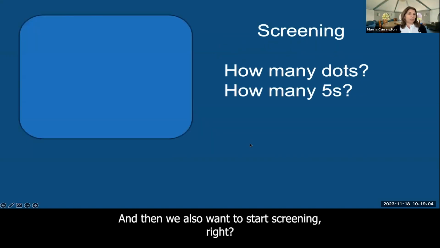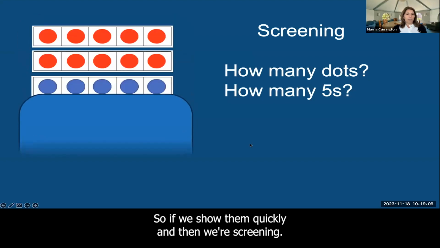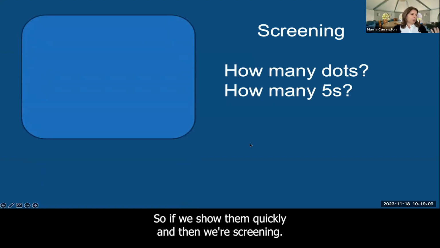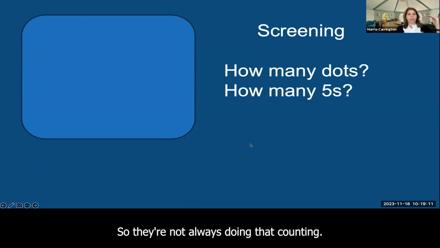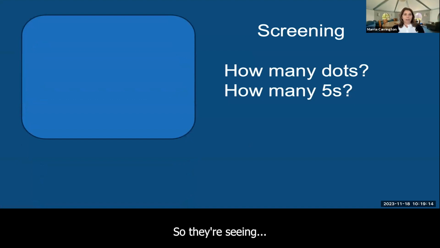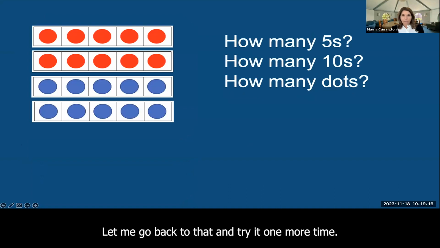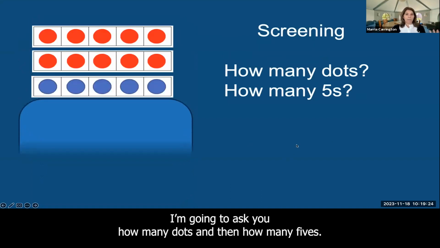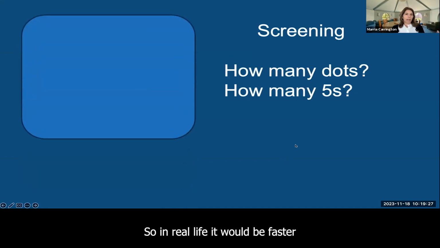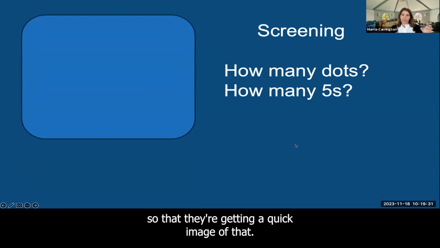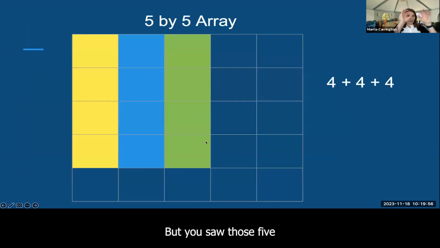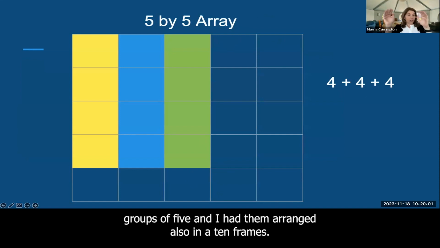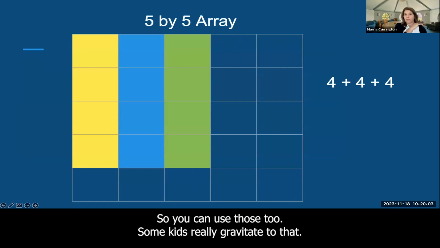And then we also want to start screening, right? So if we show them quickly, and then we're screening, so they're not always doing that counting. Let me go back to that and try it one more time. So you're going to see some dots. I'm going to ask you how many dots and then how many 5s. So in real life, it would be faster, so that they're getting a quick image of that. But you saw those 5 groups of 5, and I had them arranged also in a 10 frame. So you can use those too. Some kids really gravitate to that.